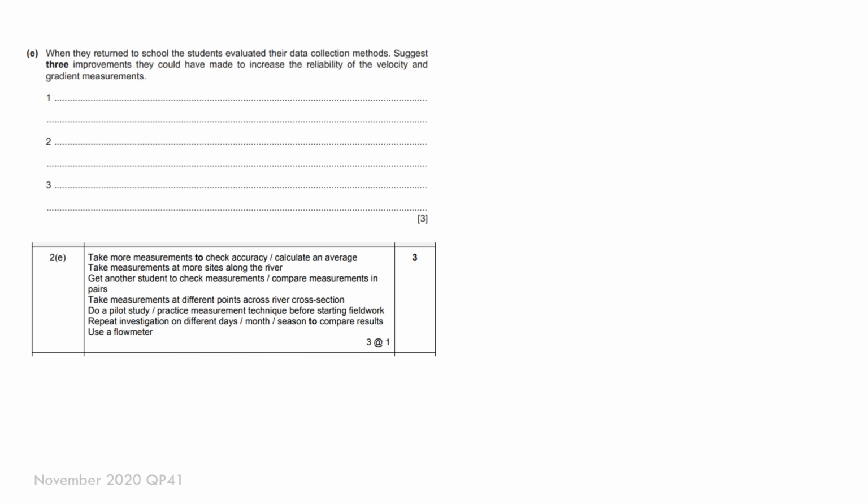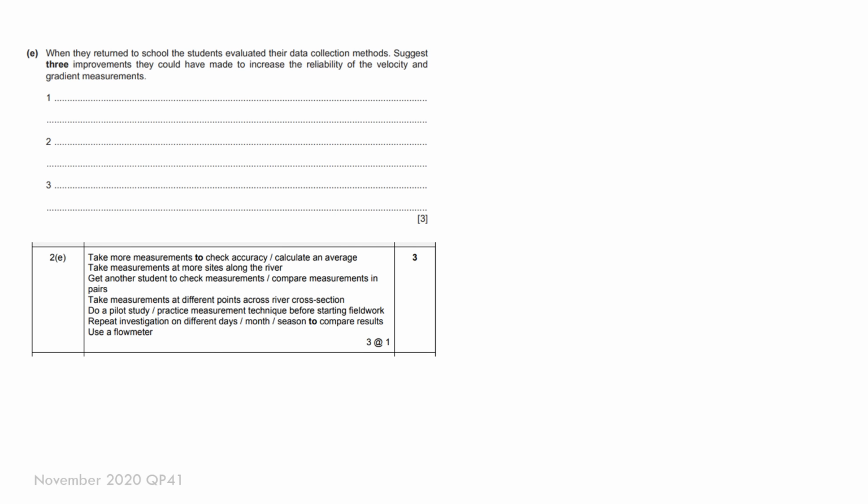So again, if you wanted to improve the reliability of the velocity and gradient measurements, here are some ideas. A pilot study is a really good one. You take more measurements, calculate an average, use a flow meter. So these are various things that you can consider. Again, pause the video, look at generic points that you could incorporate into your marks.